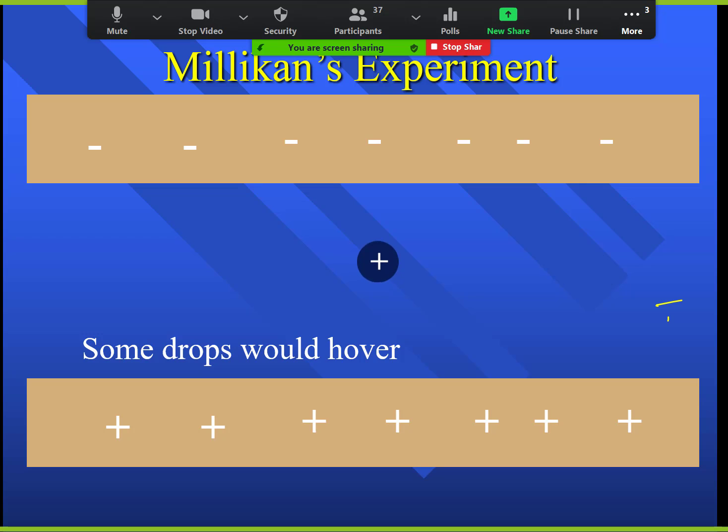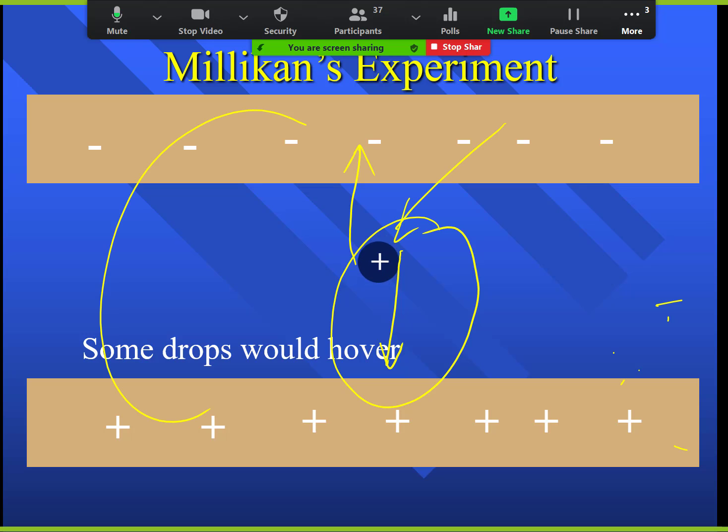The force of gravity pulls it down, the force of the charge pushes it up, and they cancel each other out. He knows he can calculate the force of gravity. And if he knows the charge on the plates, he can figure out the charge on that drop, because the force down has to equal the force up. The force up is caused by charges. If I know one charge, I can figure out what the other charge has to be in order for it to be that strong.